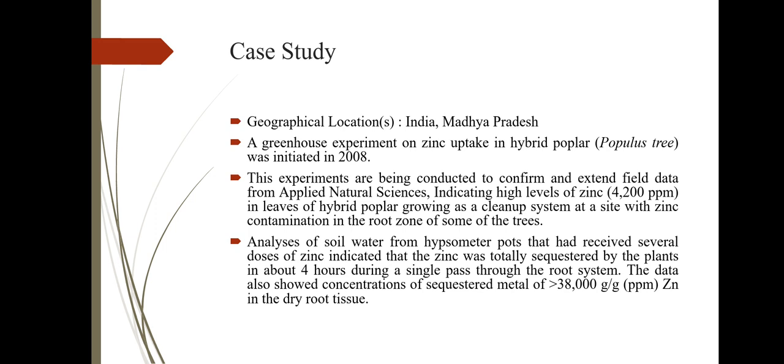Analysis of soil water from hypsometer pores that have received several doses of zinc indicated that the zinc was totally sequestered by the plants in about 4 hours during a single pass through the root system. The data also showed concentration of sequestered metal of greater than 38,000 ppm zinc in the dry root tissues.